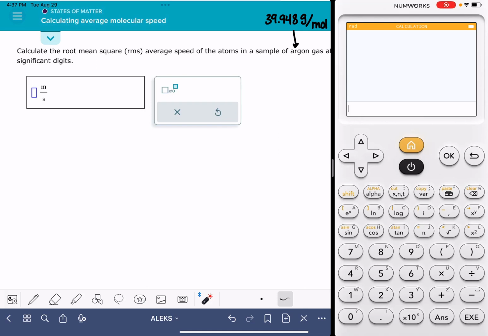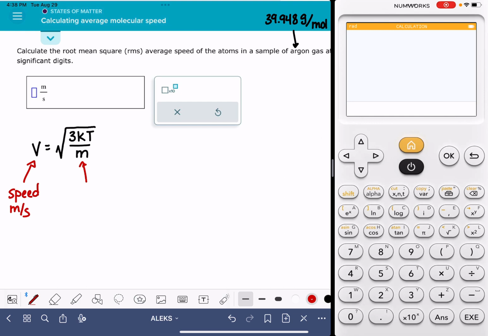In this video, I'll show you how to solve the ALEKS problem called calculating average molecular speed. The equation that we're going to use to solve this problem is V equals the square root of 3kT over m. In this equation, V is the velocity or the speed of the gas or the atom, and that is going to be in units of meters per second.